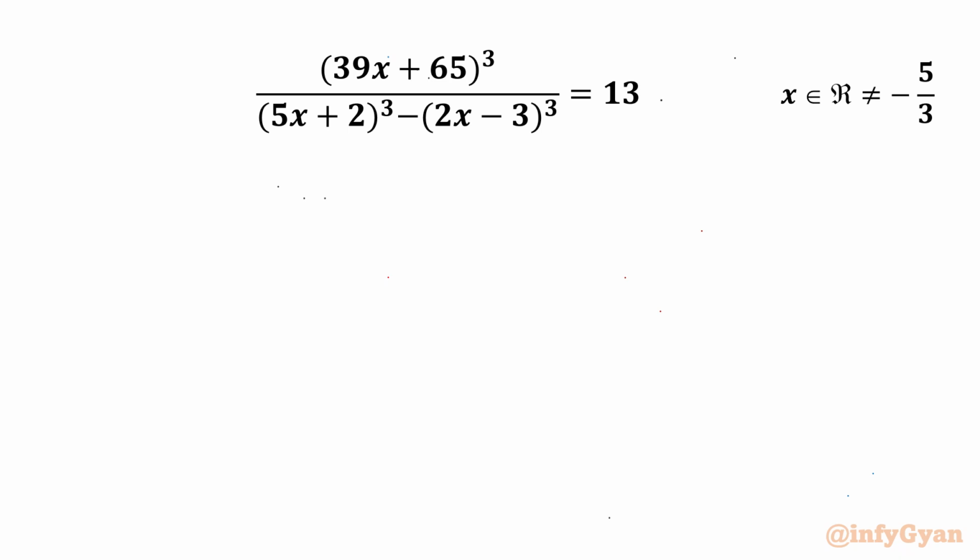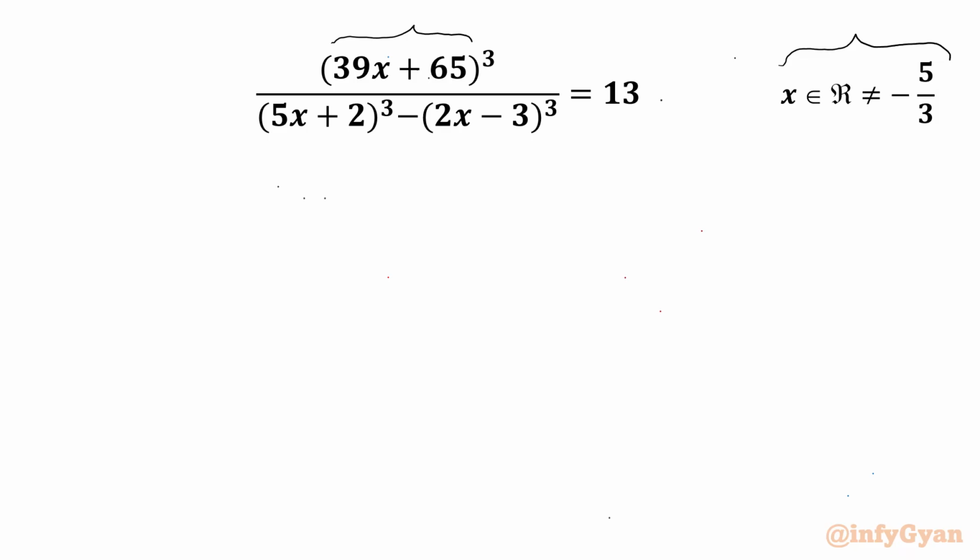Today in this video we are going to take up another very interesting and challenging question from rational equations, which we are going to solve for the real values of x, where x cannot be minus 5 over 3. So let's get started. I will begin with taking 13 common from this bracket.